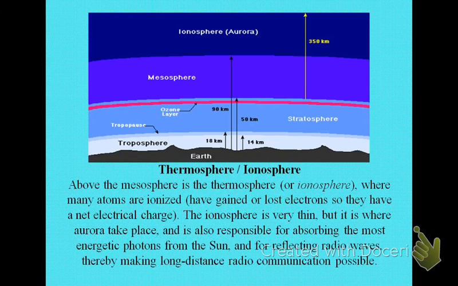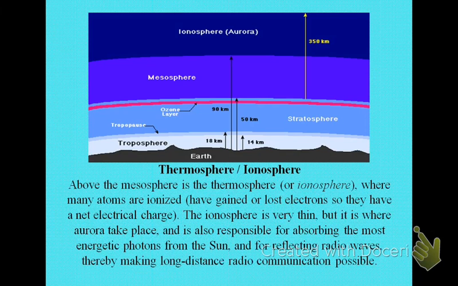Above the mesosphere is the thermosphere. Think of the word thermos. What's the purpose of a thermos? To keep you warm, right? Another name you'll sometimes see for this layer of the atmosphere is the ionosphere. It's in that same region. It's called the ionosphere because it's the layer of the atmosphere where atoms are ionized. They gain or lose electrons, so they have a charge.